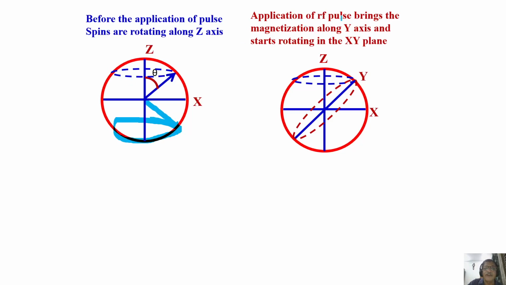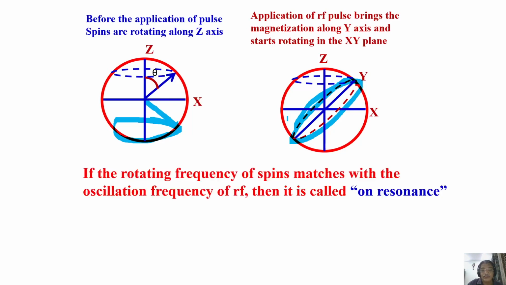Now when you apply a radio frequency pulse along the x-axis, you bring the magnetization along the y-axis. Then it starts rotating in the xy plane. Imagine it is along the z-axis here. You bring it to, let us say, the x-axis, and you start rotating in this xy plane. That's what is happening. And if the rotating frequency of the spin matches with the oscillating frequency of the radio frequency which you apply, we call it on resonance.